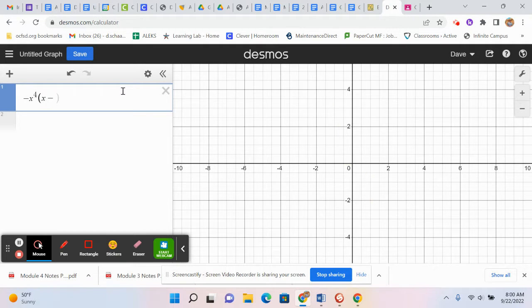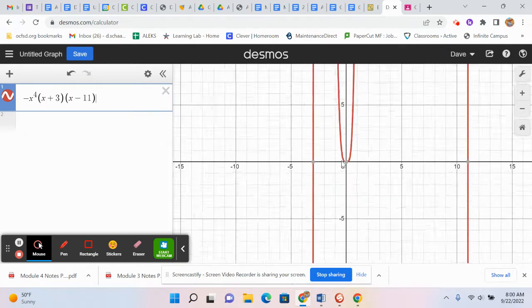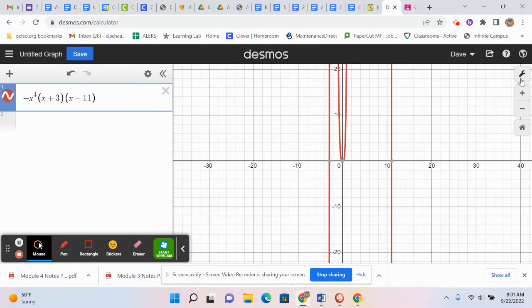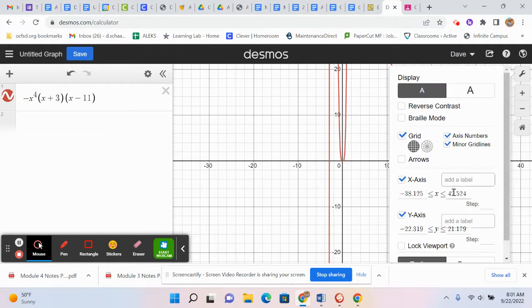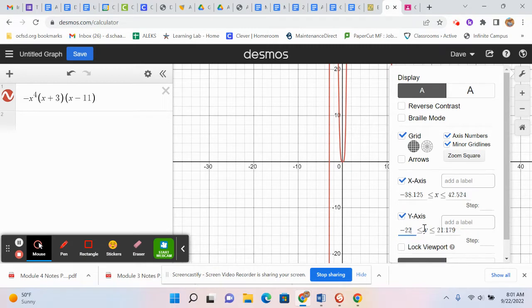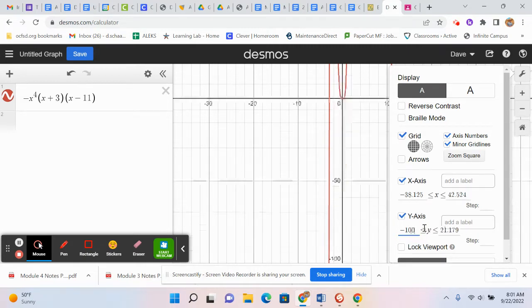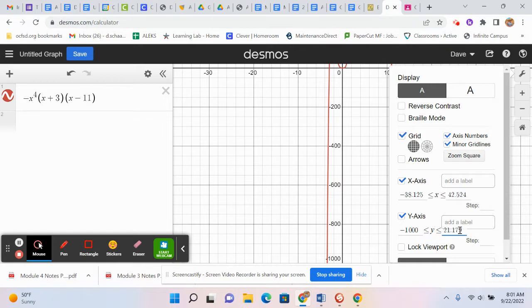x plus 3, sorry. And then times x minus 11. Okay, close that. All right, now you've got to zoom and probably change the window here. I'm going to change my y-axis to like negative 1,000, positive 1,000. You've got to know how to change these windows.